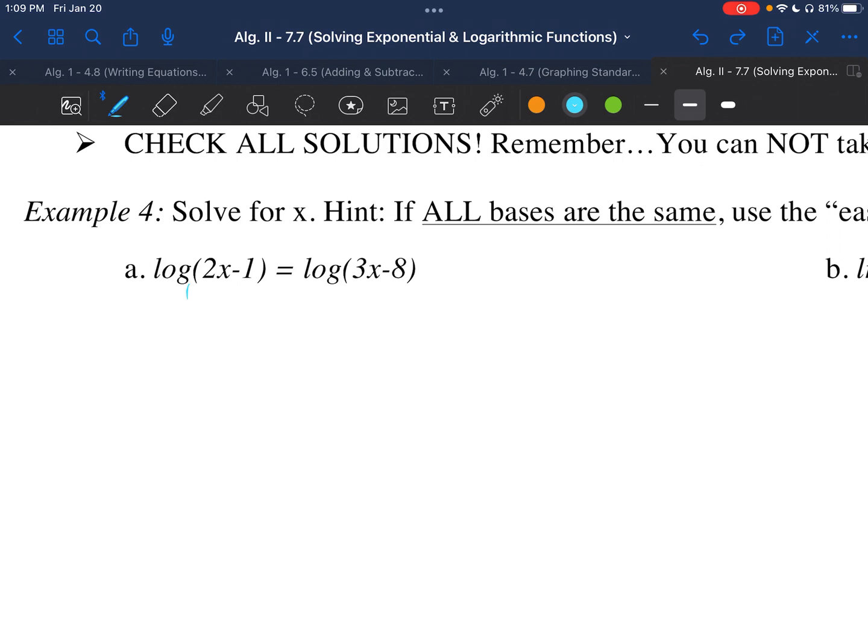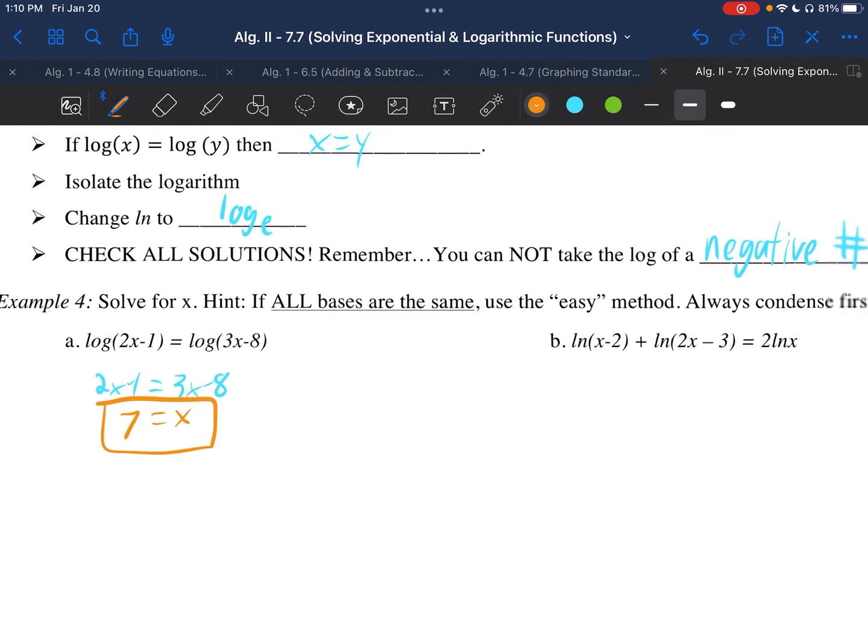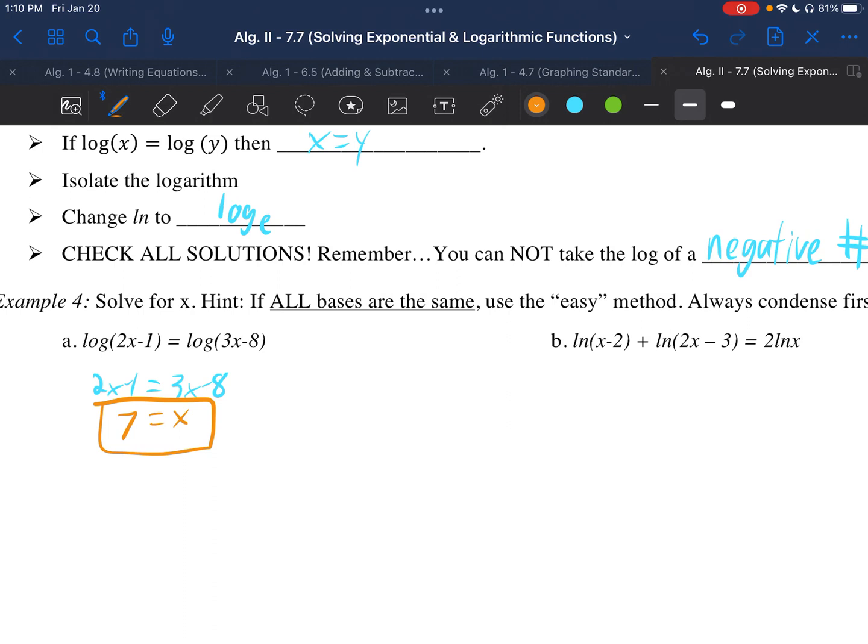So we can just say 2x minus 1, what's inside what we're taking the log of, I should say, is equal to 3x minus 8. So now you subtract 2x from each side to get x, add 8 to each side to get, not 9, but 7. And if you were to plug 7 in, you get log of 13 on both sides.